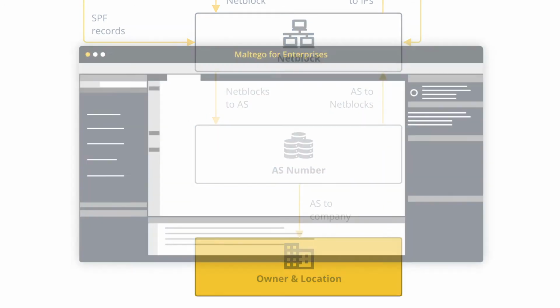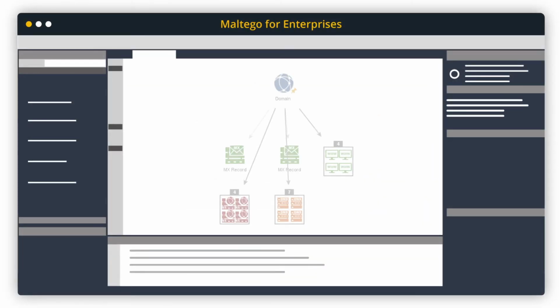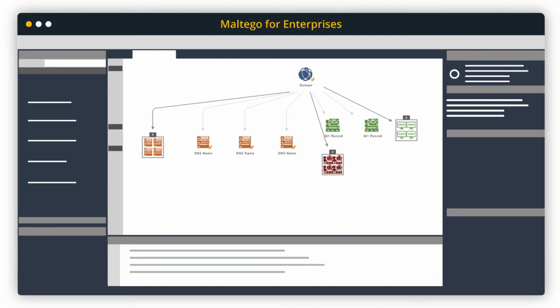Moving the process into Maltego, we first run several transforms on the domain entity to retrieve the DNS name, MX record, website, and NS entities. Next, we resolve the DNS names into IP addresses by either querying Maltego's OSINT data integration or using a third-party data provider like VirusTotal or Shodan.